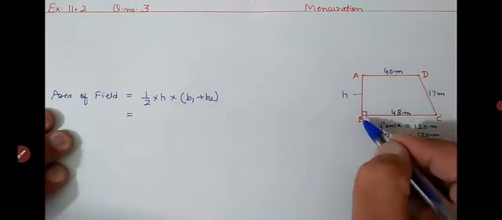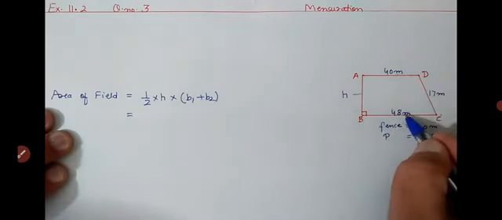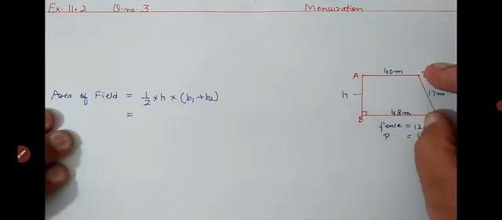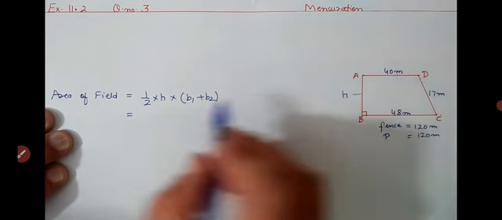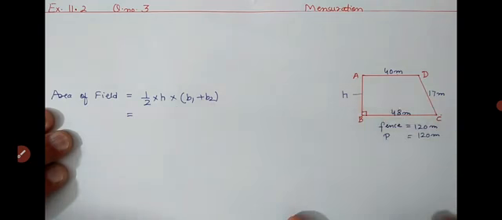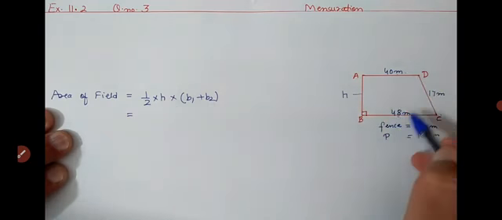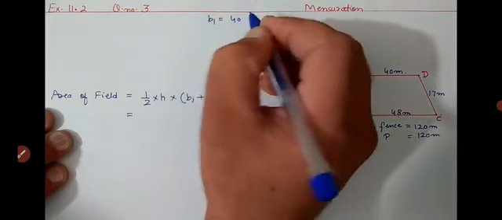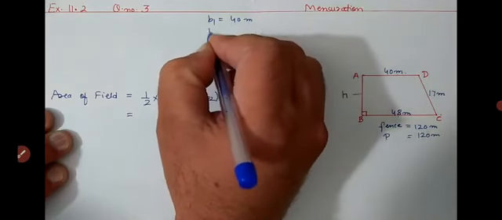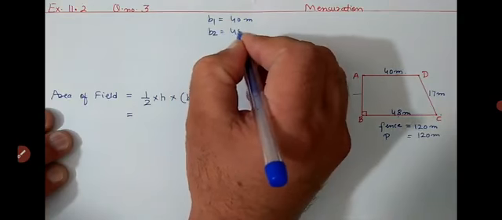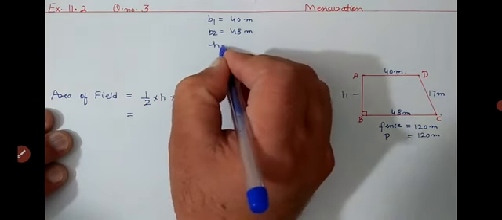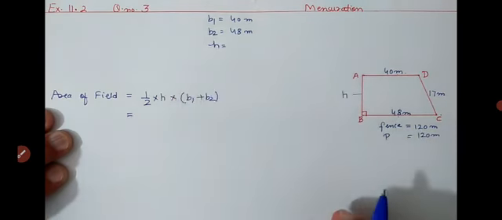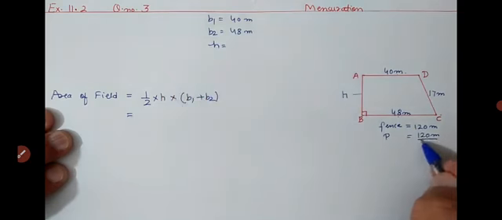So first we find H. 40 and 48 we know. We have to find H from here. B1 is equal to 40 meter and B2 is equal to 48 meter. And the height we have to find. Now we know the perimeter is 120.